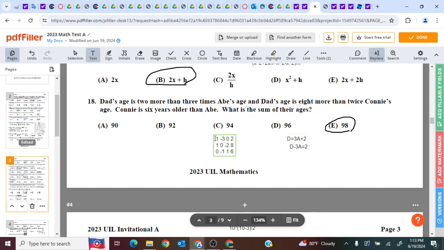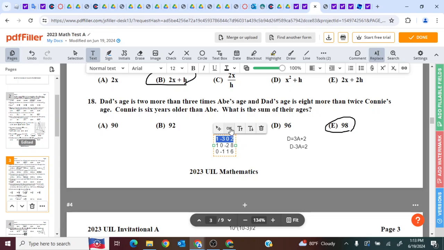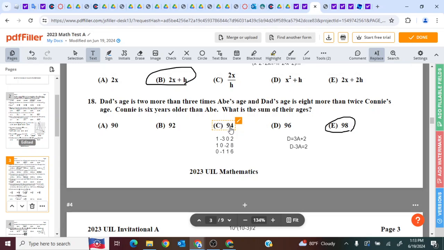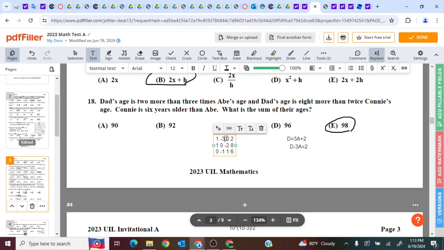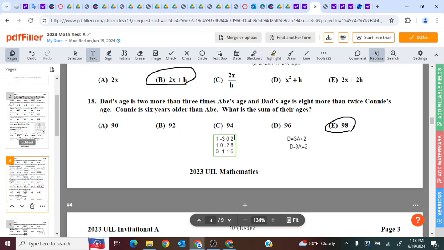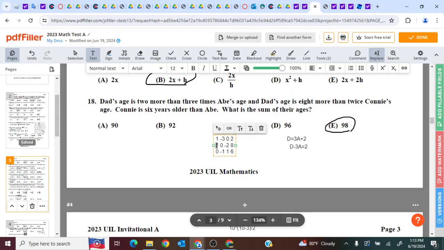And then that's where we're going to do the three variable matrix again. So 1, -3. Connie's age is not relevant to that specific equation, and it's 2, difference of 2. And then you do the same thing for Dad's age is 8 more than Connie's age. D is equal to 2C plus 8. Move the 2 over. 1, 0, -2, 8.